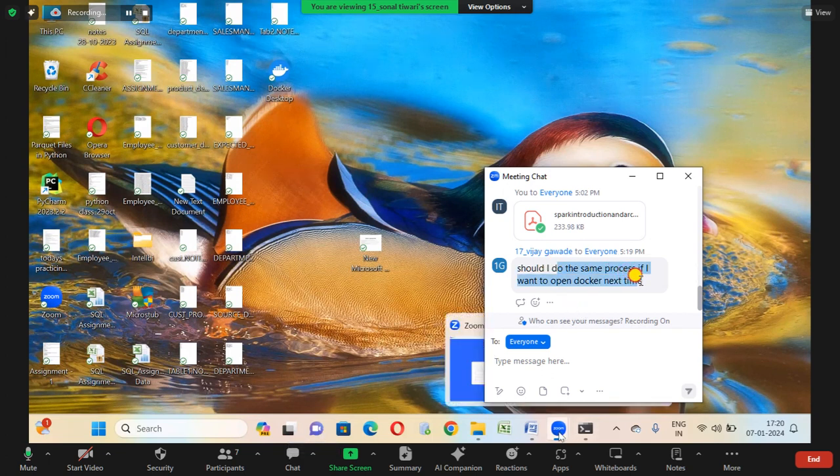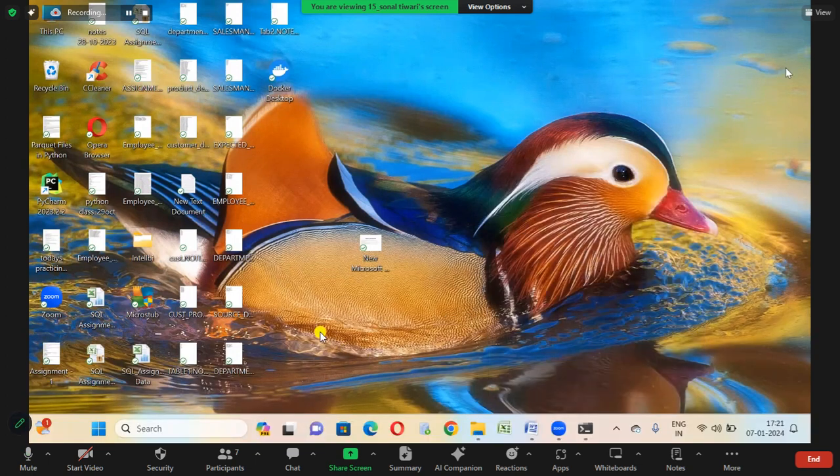Yes, see what you do every time. If you have left, restart your system next time if you want to do, and open the Docker, and after opening the Docker, go to that command prompt Spark and run that, so that your Spark starts running. Click the link, that Jupyter Lab will come. That's all you have to do. Okay.